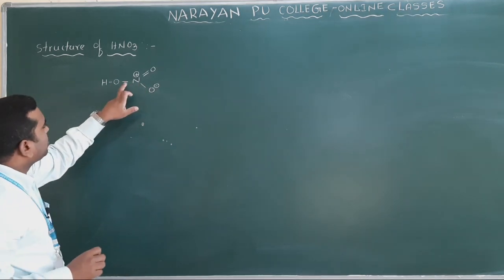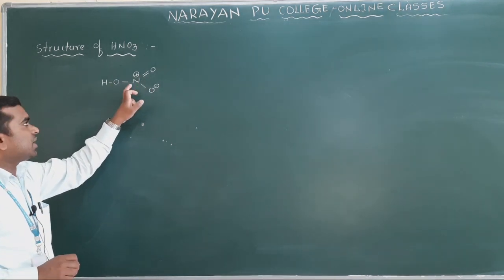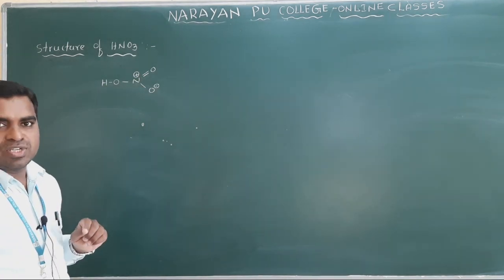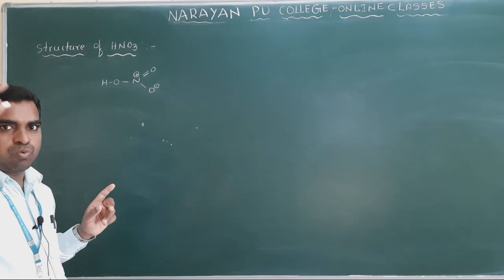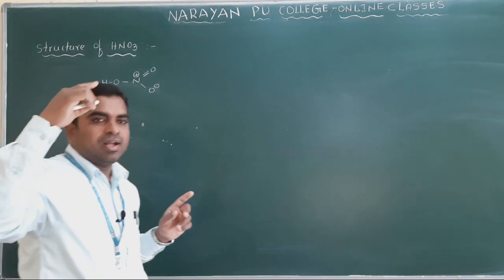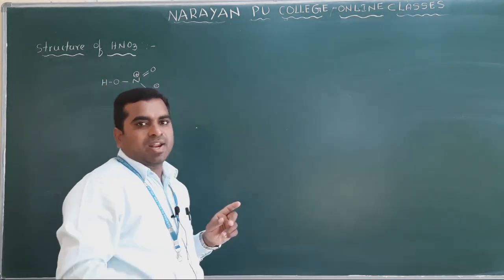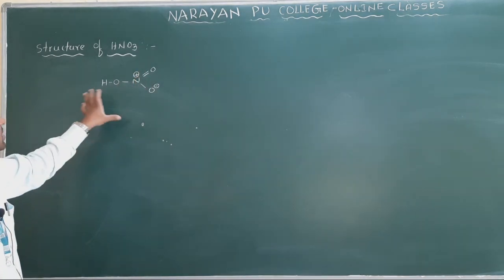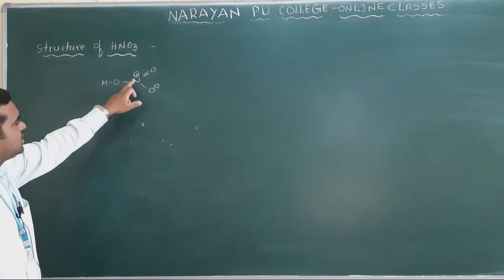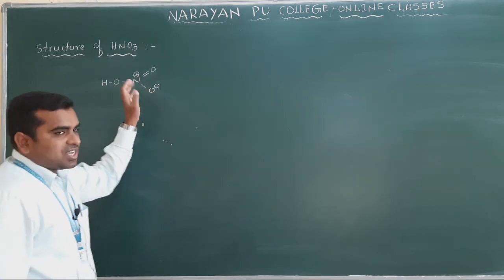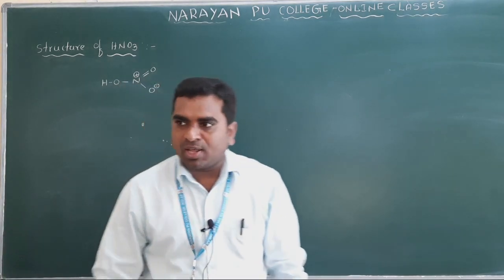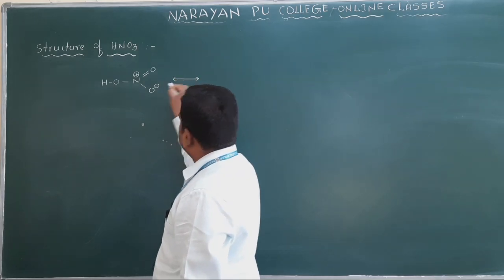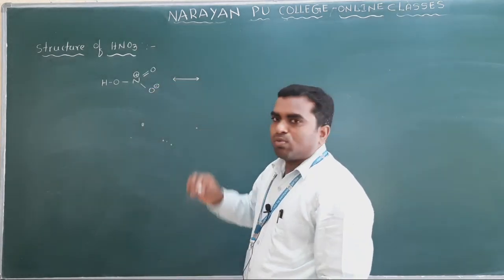Nitrogen should actually form 3 bonds, but how many bonds is nitrogen forming here? 4. So nitrogen should get the positive charge, because that 4th bond is due to the donation of the lone pair of electrons of nitrogen. Clear? This is the structure, or if you remove the charges, you can simply write the dative bond. So this is the structure of HNO3, and it also involves resonance.